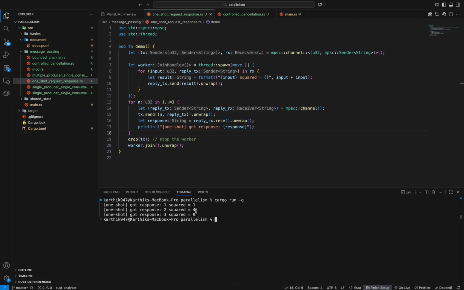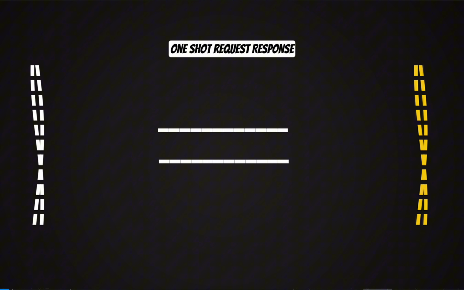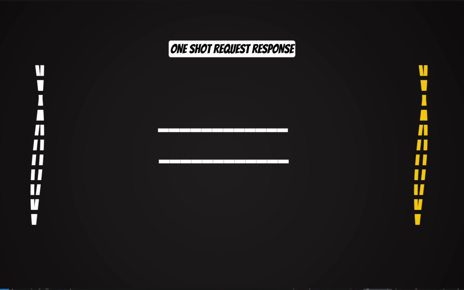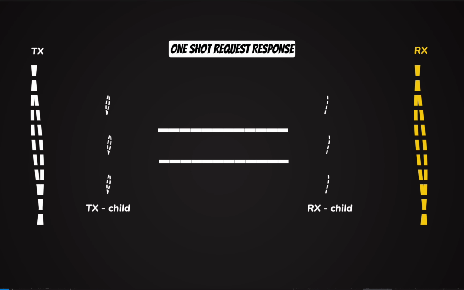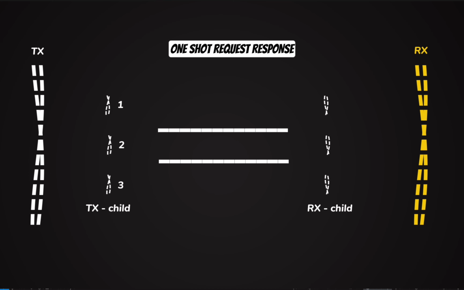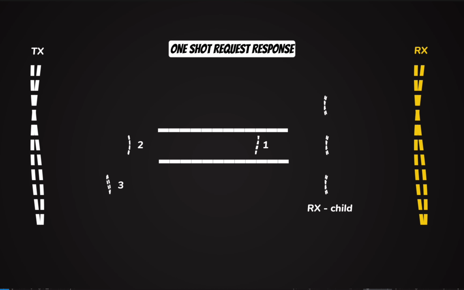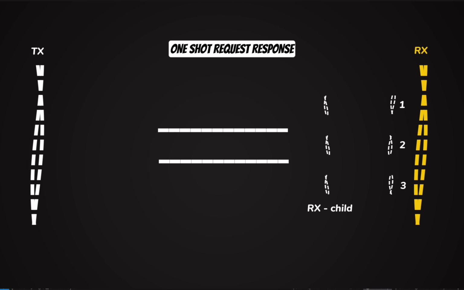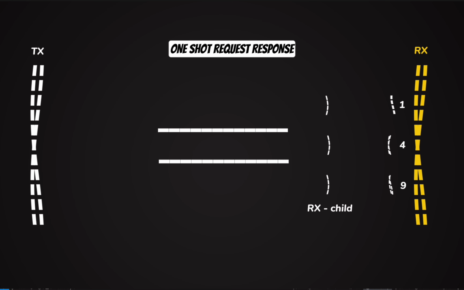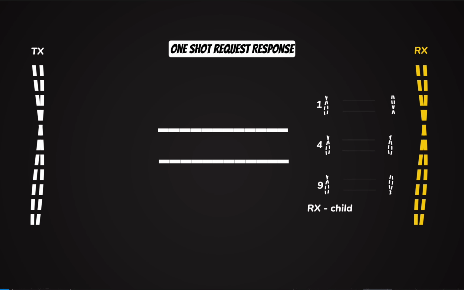Awesome. So we got 3 responses back, each containing the square of the number that we passed. Here is how the visualization looks. We have first the main transmitter and the receiver, and then we create 3 child channels, and for each channel we're going to send both the number that we want to square along with the sender, and the main receiver is going to calculate the square and send the response back to the child receiver using the child sender.